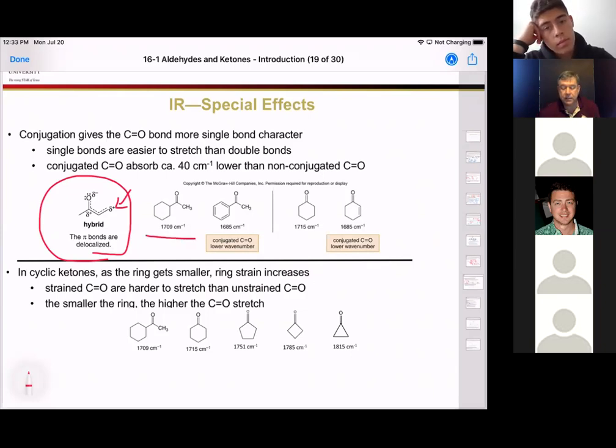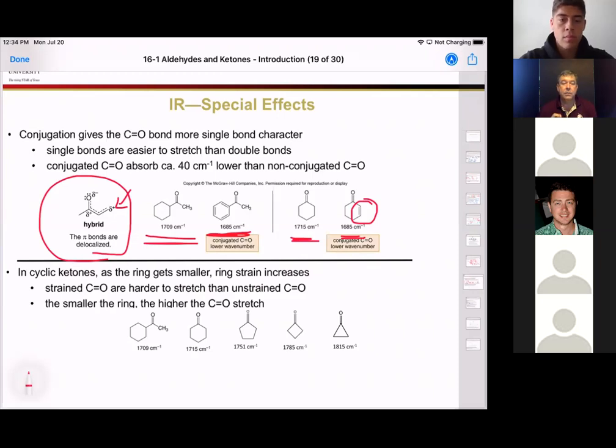So in the case of just cyclohexanone here, we have around 1710 wave numbers, and that goes all the way down to 1685, just being in conjugation with that benzene ring. Let's take it away from that benzene ring and just add a single double bond in conjugation here. And you get a shift from about 1715 down to 1685 as well. So just the addition of that double bond allows it to get to a lower wave number.